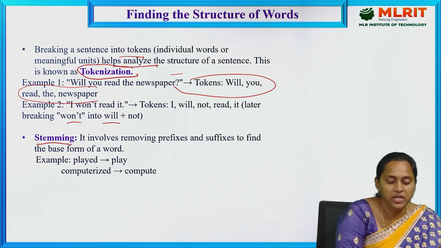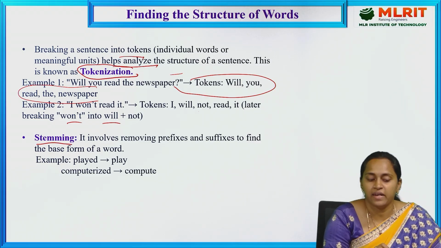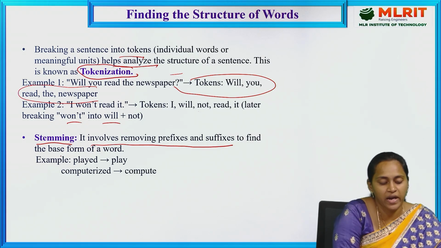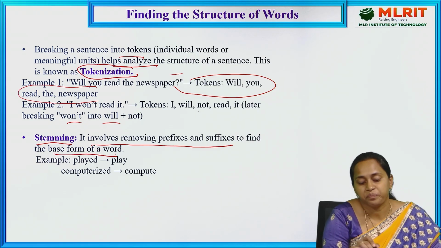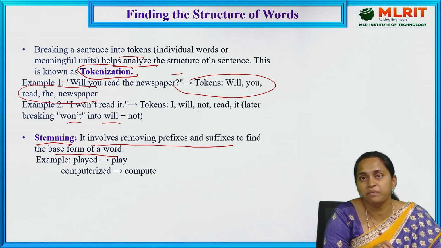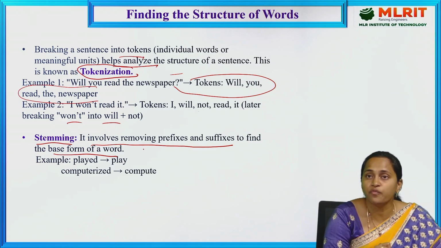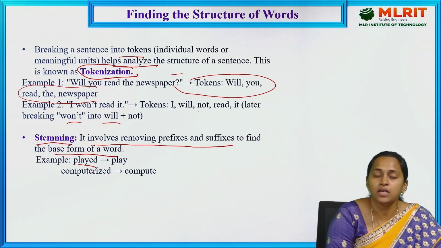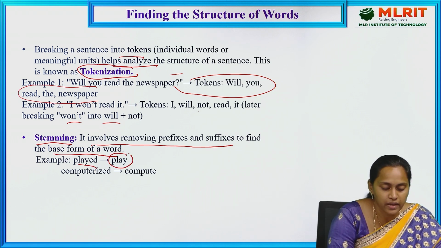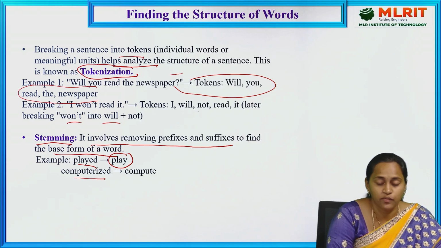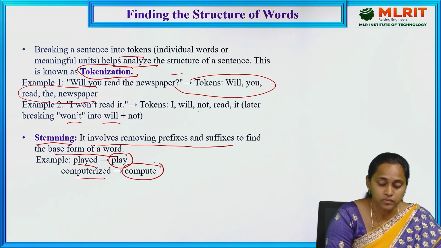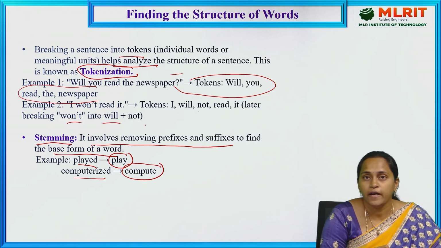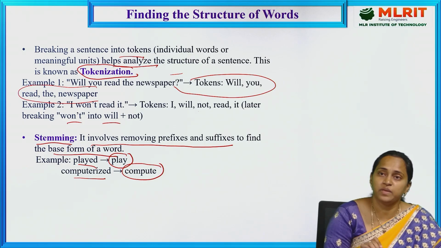Next, these are all basic things in word level analysis. What is the meaning of stemming? It involves removing the prefixes and suffixes to find the base form of a word. Stem means removing the prefix and suffix to find the base form of a word. Example, played is the word. The root word is play. Second one, computerized is the word. Compute is the root word. But the drawback in stemming is that it will not show the exact root word. It will show the nearest root word in the database.